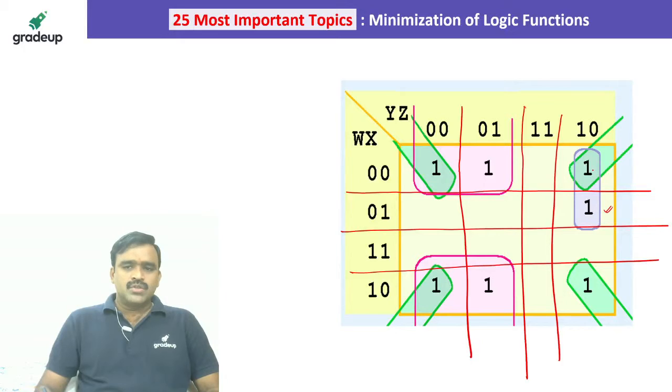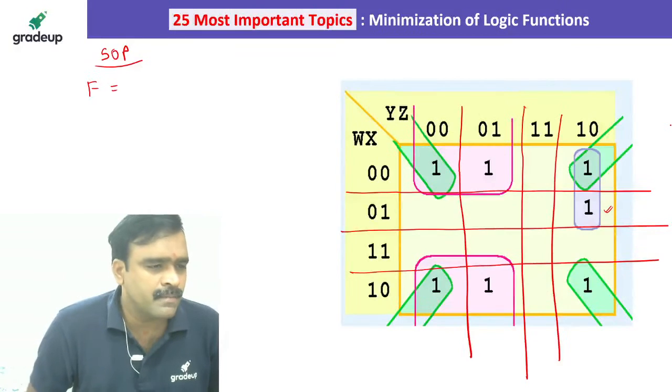That has been combined. So if you take the minimized function, when you are plotting ones, you will get it in sum of products form. Sum of products form. Okay. So what are the last 4 ones? That is the corner ones.